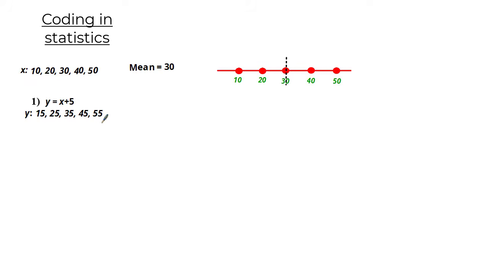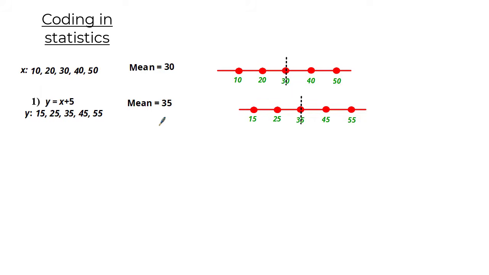Working out the mean of this new data set, we would get that the mean is equal to 35, which we can also visually see on this number line. So what happened to the mean of the coded data, which we got from adding 5 to each value in the original data set? Well, the mean increased by 5.